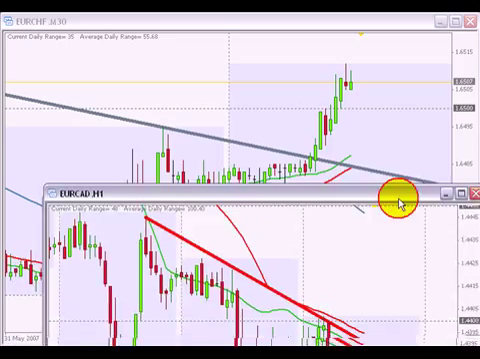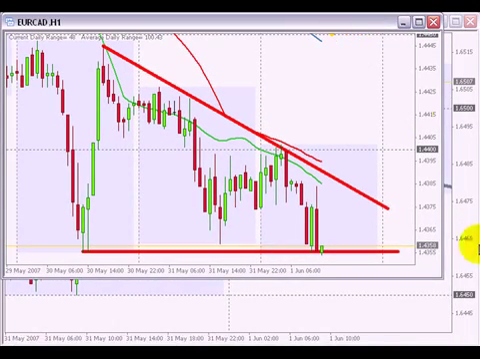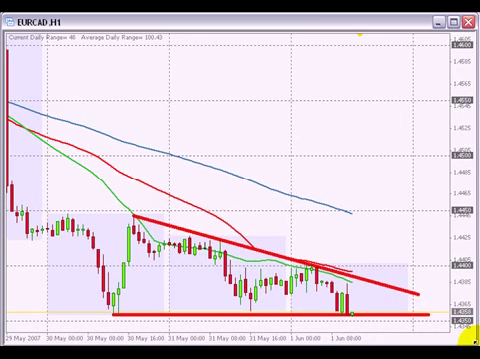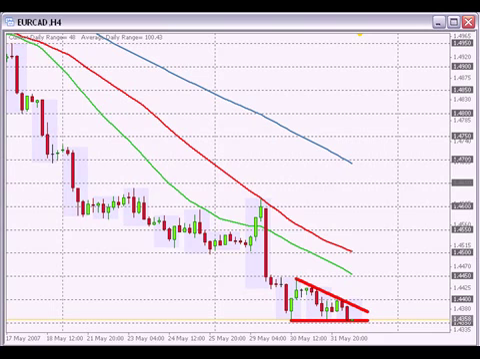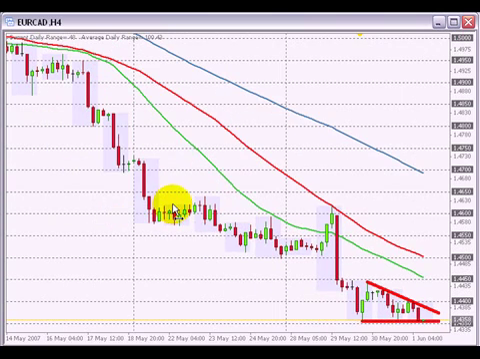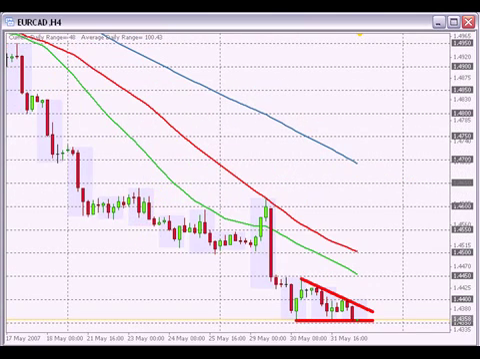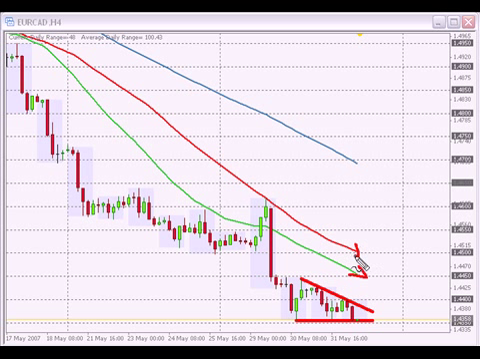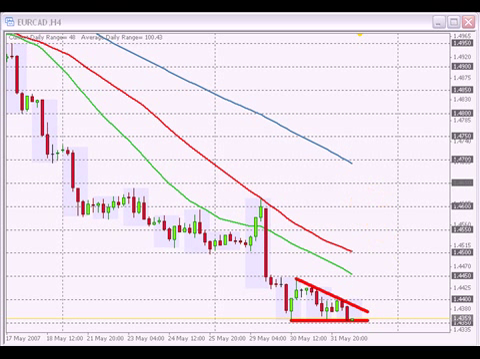Let's go now into the Euro Canadian dollar. This is the second trade, the second chart I'm following today. In the 4 hour chart, we see a nice downtrend with the moving averages again all placed the way I like them to be placed, as I explained in the course that I'm preparing.